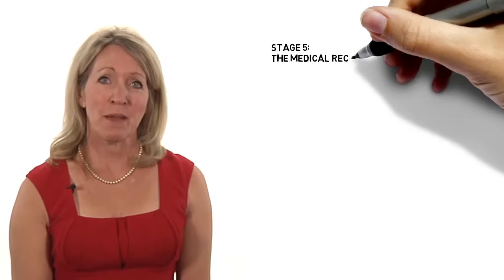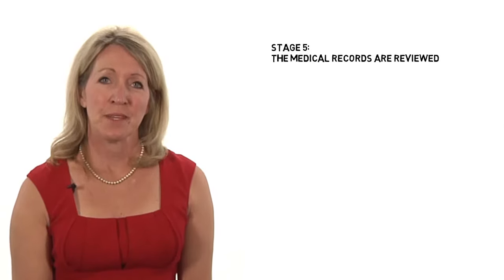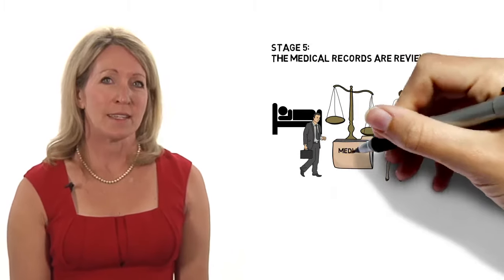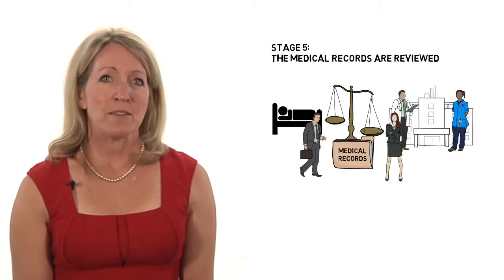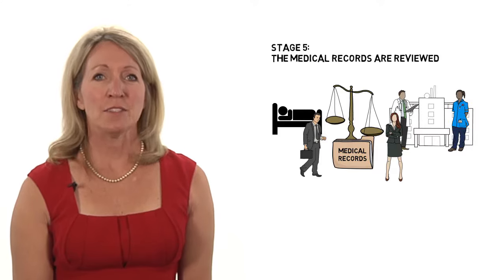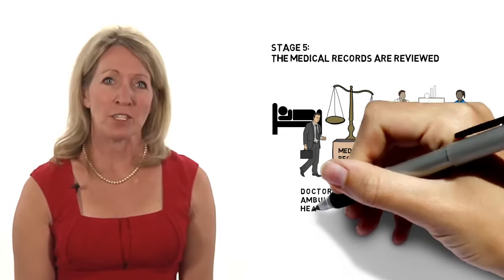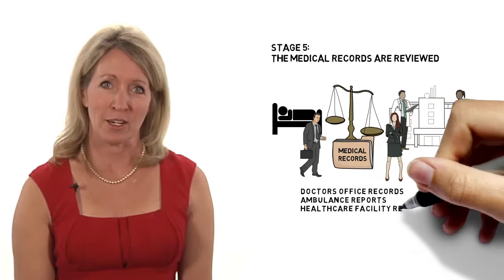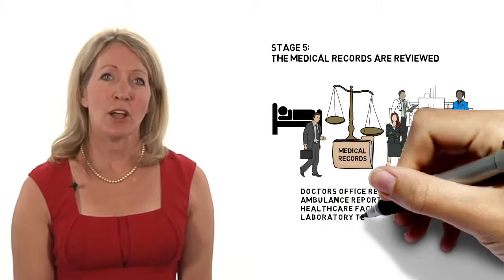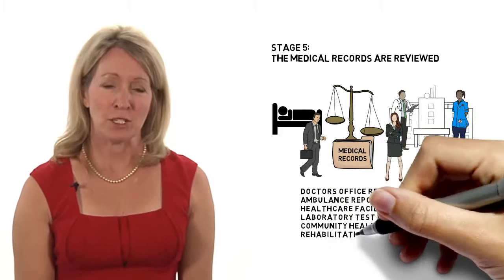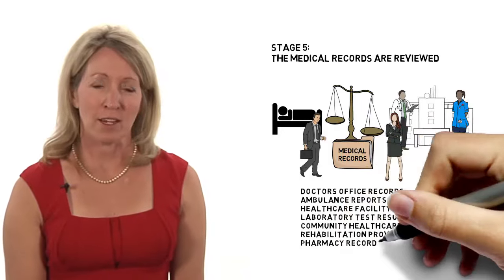Step 5. The medical records are reviewed. At any stage of the lawsuit, but often early on in the process, the lawyers will request copies of the medical records. These records may include doctor's office records, ambulance reports, inpatient and outpatient hospital or healthcare facility records, laboratory and diagnostic testing, records from community healthcare and rehabilitation providers, and pharmacy records.